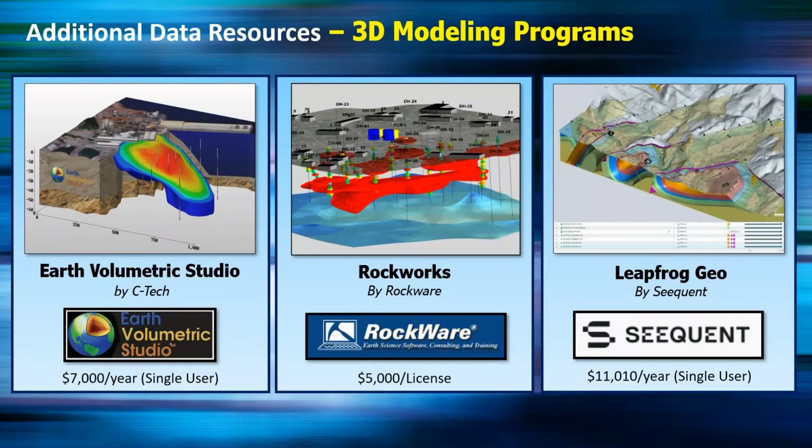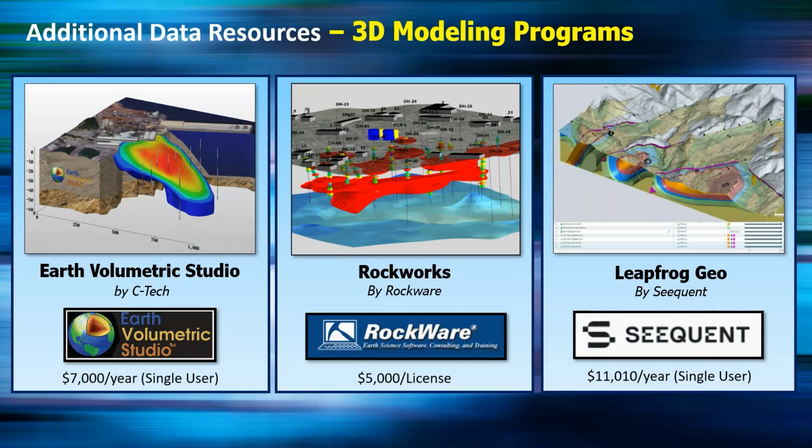Now, 3D modeling programs. I use Earth Volumetric Studio by C Tech. I think it's a really good software, and everything you've seen today was done by Earth Volumetric Studio. Cost is about $7,000 a year, and that's for one single user, and the cost really goes up pretty quickly once your company size gets larger and larger. So that's kind of how they price it.